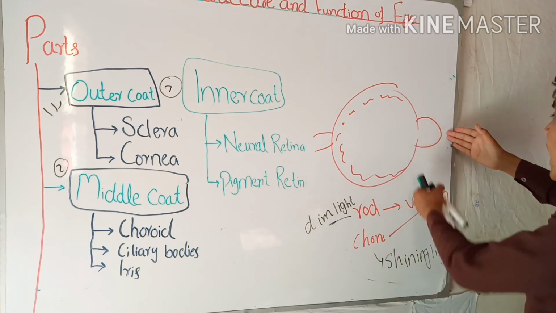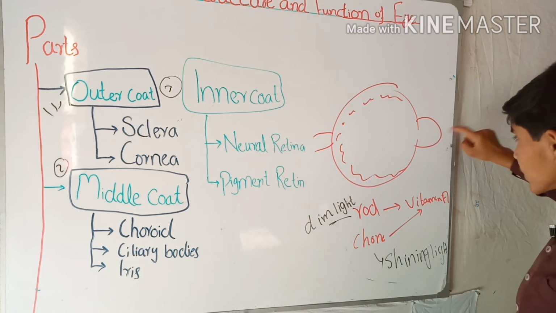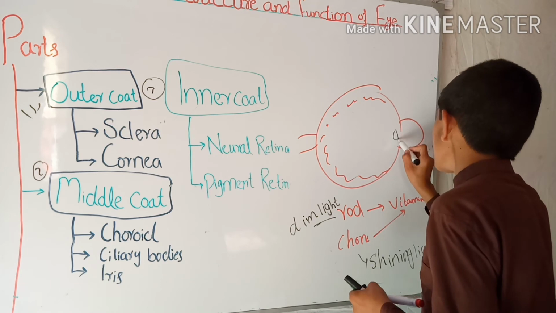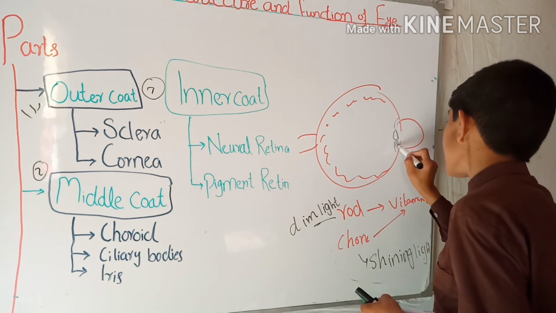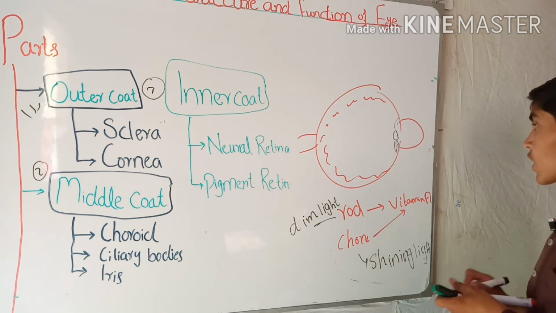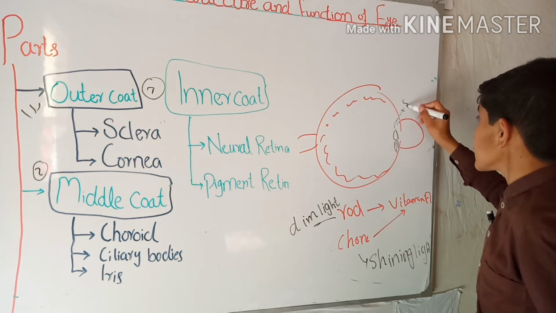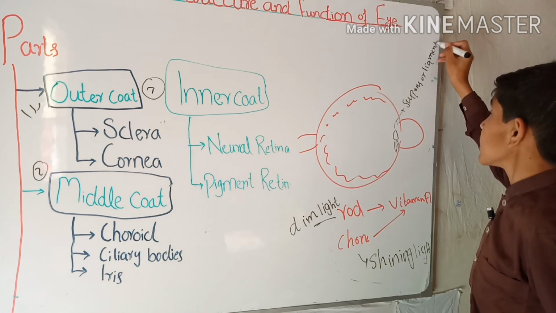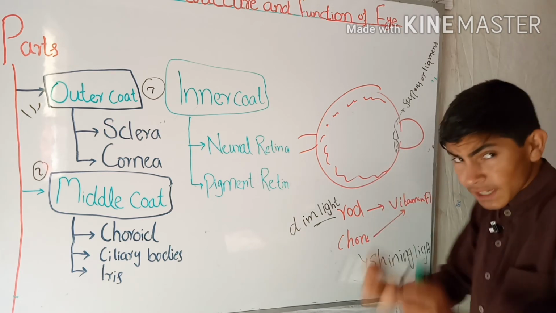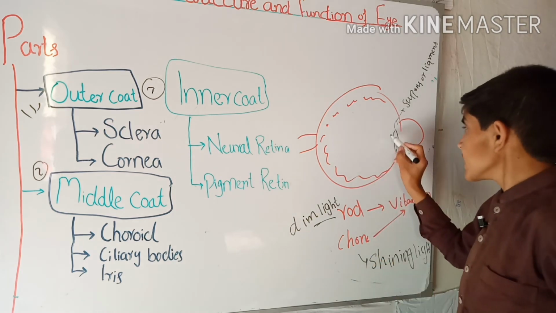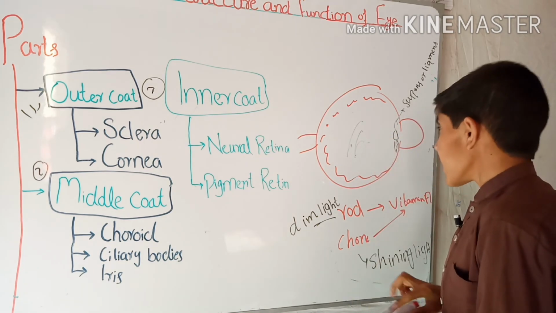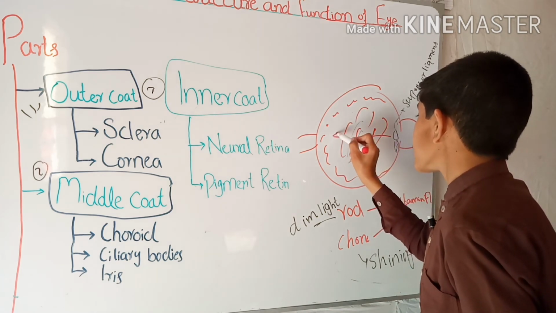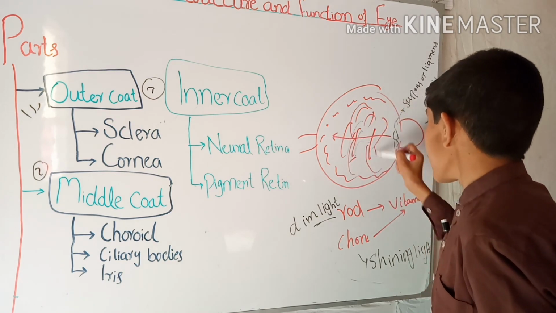When light passes through the transparent bulging surface of the cornea, it then passes through the pupil to the lens. The lens makes an image. These are the suspensory ligaments, which are attached to the ciliary bodies. The lens refracts this light, which then passes through the vitreous humor.